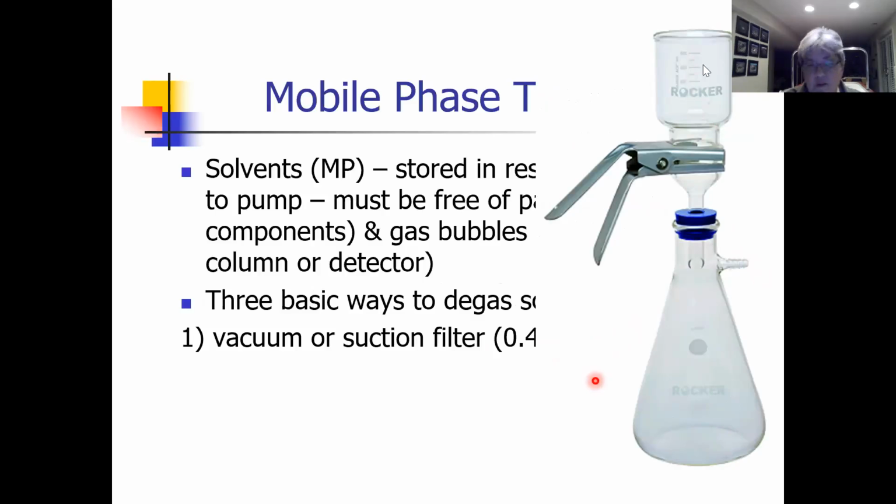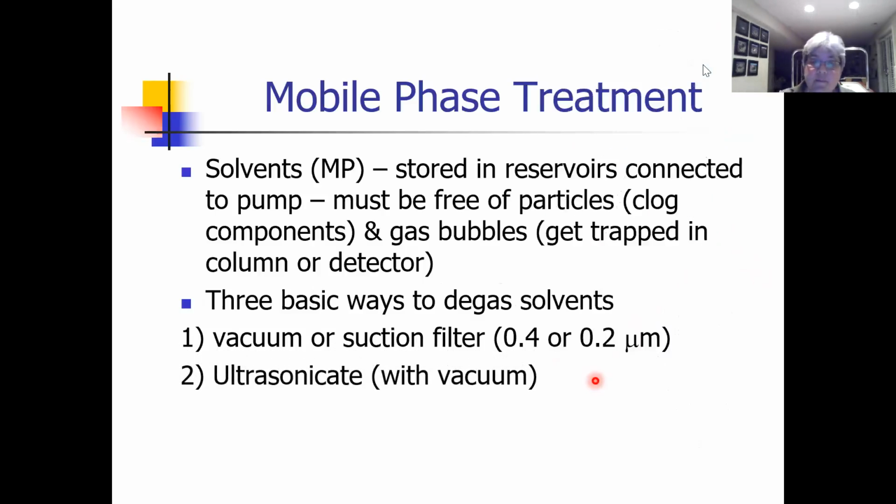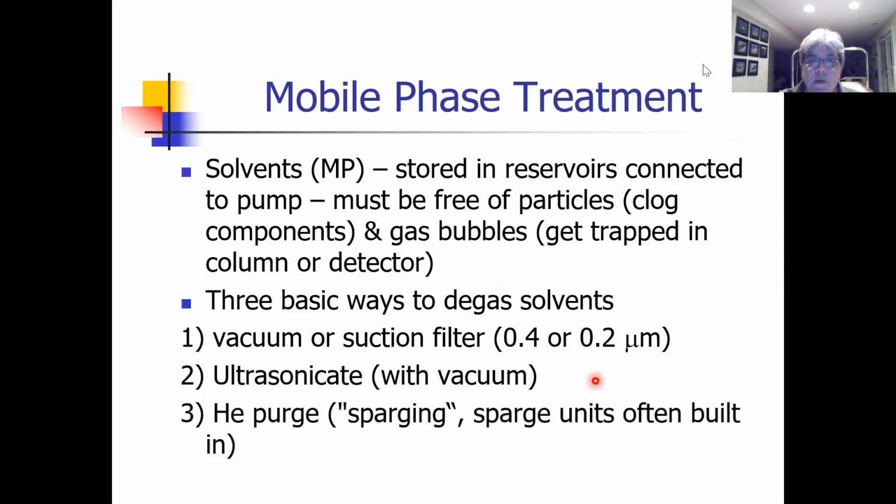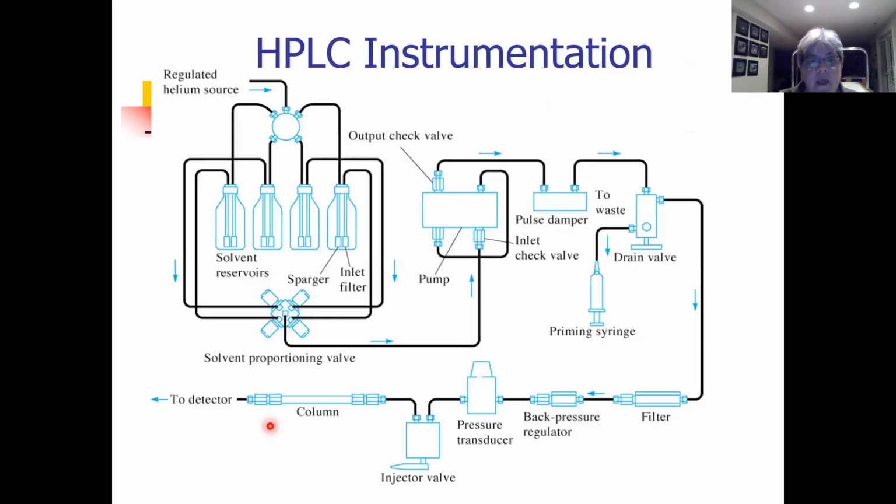You can also do this same method using ultrasonic, again putting a vacuum on your solvent. Or a third way is to use a helium purge. This is called sparging, which means I'm going to bubble helium through my solution, and the helium will force out the other gases that are there. If you look at this system, notice it talks about a sparging unit and a helium source. So this would be an expensive instrument that is actually using helium to do this.